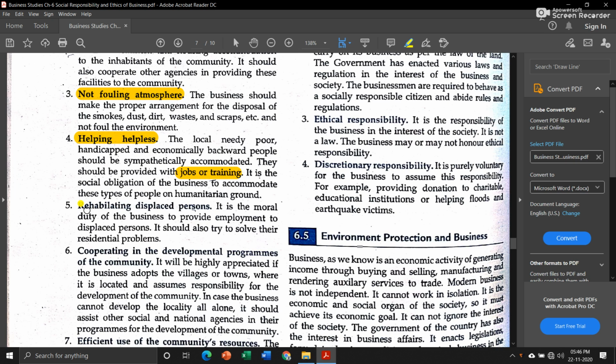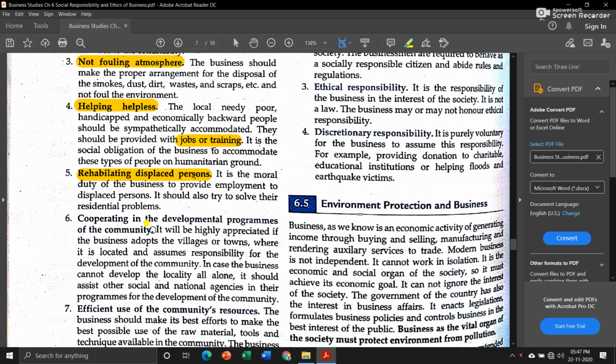The next is rehabilitating displaced persons. It is the moral duty of the business to provide employment to displaced persons. It should also try to solve their residential problems. Suppose for setting up a business they had to displace or move some persons from that particular area, then it is the duty of business to look after those displaced persons as well as to provide them with housing and other accommodation.